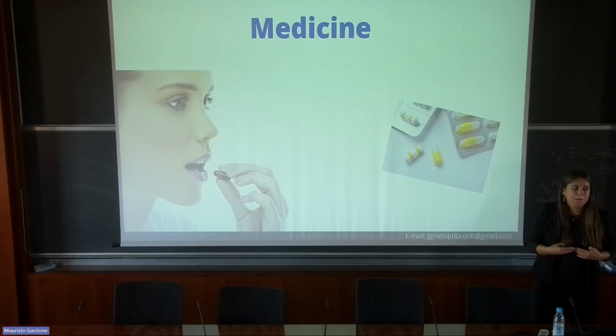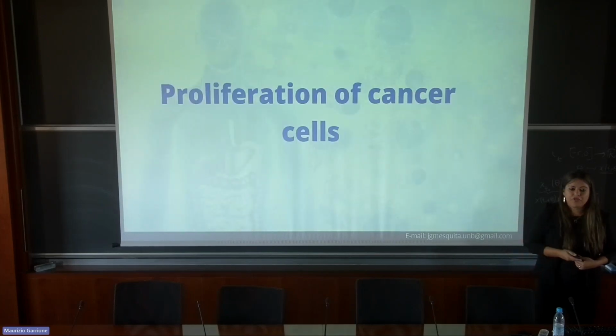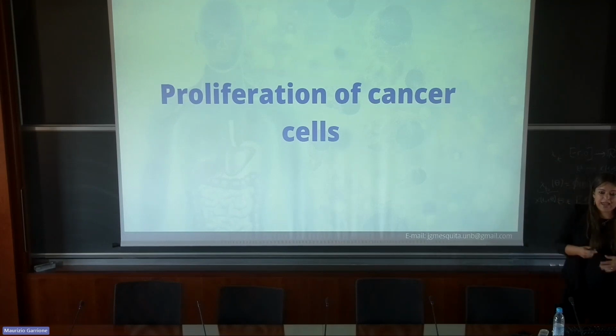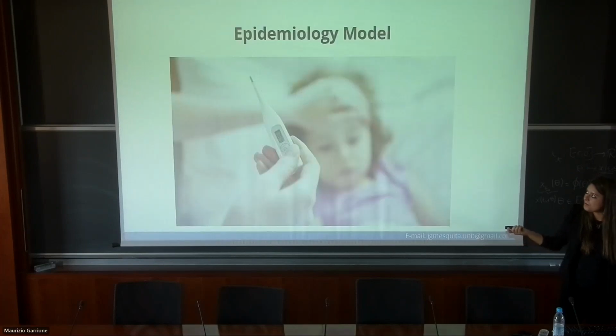Like, for example, people that have diabetes, you need to see the concentration of insulin in your body. Also, the proliferation of cancer cells. Again, we know that the proliferation is not instantaneous, but it takes time. And usually in this case we have PDEs together with delays, because it takes time and it depends on the stage of your cancer. So again, it's a type of state-dependent delay.